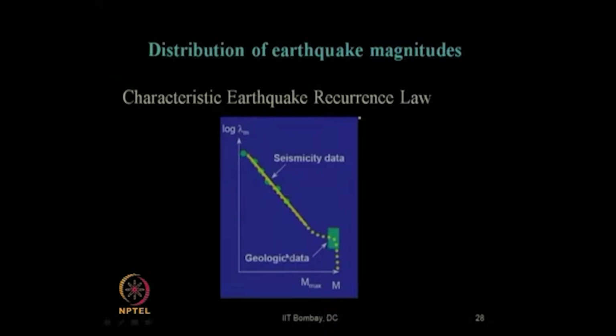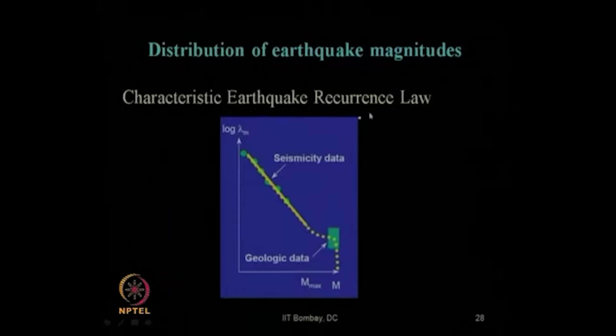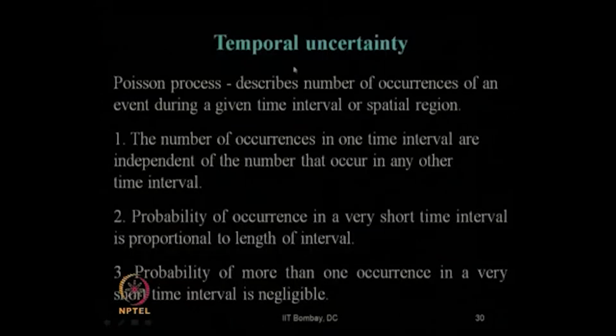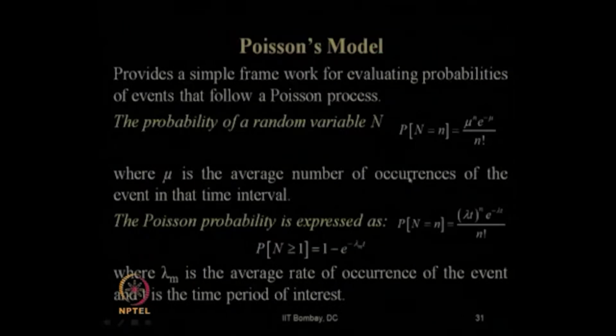Hence, the seismicity data and geologic data can all be clubbed together to obtain a characteristic earthquake recurrence law for a particular region. Also, for the predictive relationship, we should know the conditional probability considering the standard error involved in the attenuation relationship, like this, for a given value of m equals m star and r equals r star. Now, how do we take care of the temporal uncertainty in terms of time of the event? Through Poisson's model of probability distribution, which is expressed in this form.